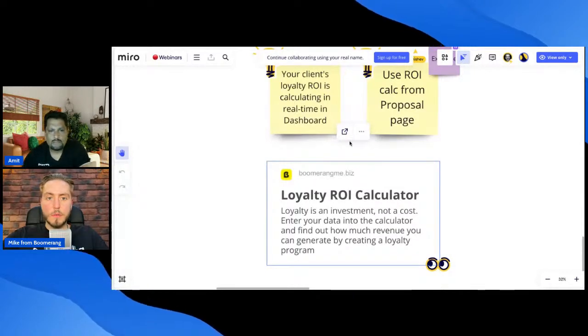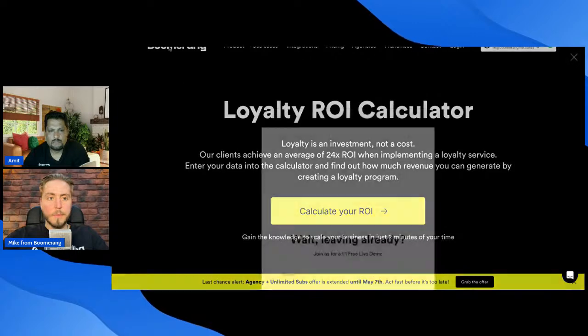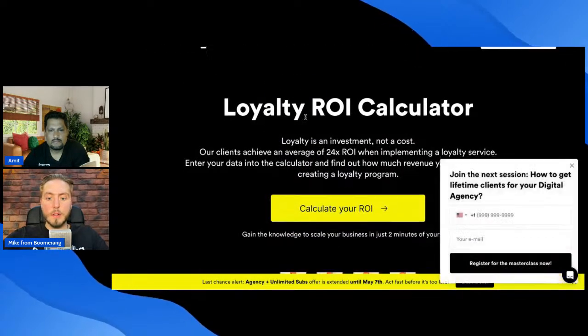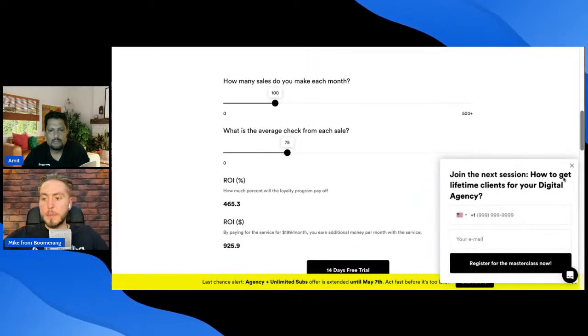Let me please show you this calculation. You need to open our website boomerangme.biz/loyalty/calc, and here is the simplest calculator that you can use. You could fill in the number, how many sales do you make each month. Do you generate, for example, 200 deals every month in your location or in your client's location? And you need to fill in simply the average check of the transaction.